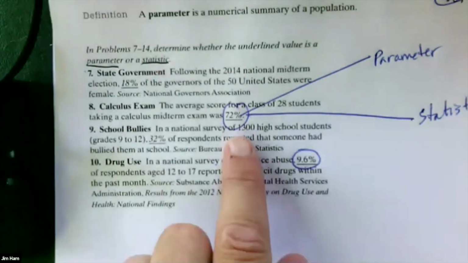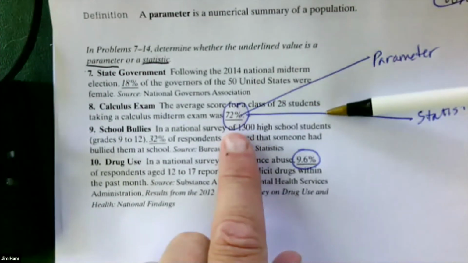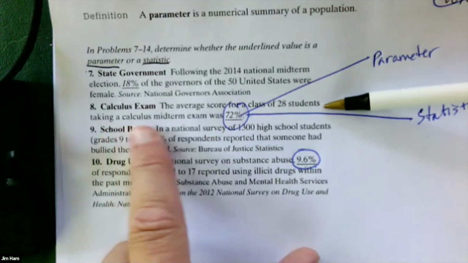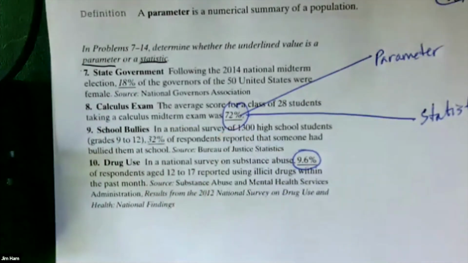All right, so in a calculus exam, the average score for the class, there were 28 students in the class, on the midterm was 72%. That number right there: a parameter is a number that describes the population, and a statistic is also a number, but it describes a different group of individuals. Is 72%, as you see it in this context, in this example, a parameter or a statistic? When you're doing these problems, you don't want to read more into the problem than what's there.